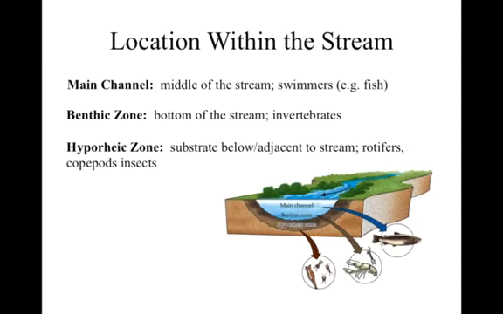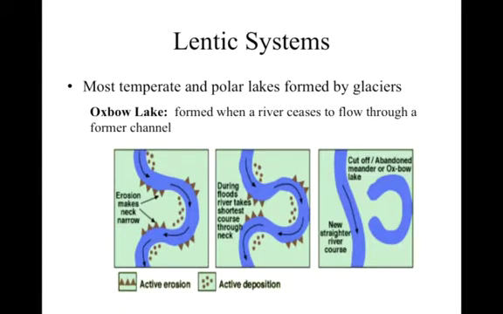Then I have what's known as the benthic zone. This is the bottom of the stream, and that's where I tend to find a lot of invertebrates, just hanging out in the surface layer of the bottom of the stream. And then below that I have the hyporheic zone, which is the substrate just below and adjacent to the stream, digging into the stream mud, and that's where I find rotifers and copepods. All right, so that's lotic systems. Those are the flowing systems.